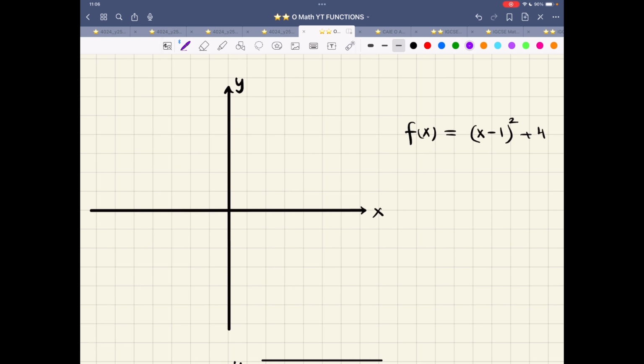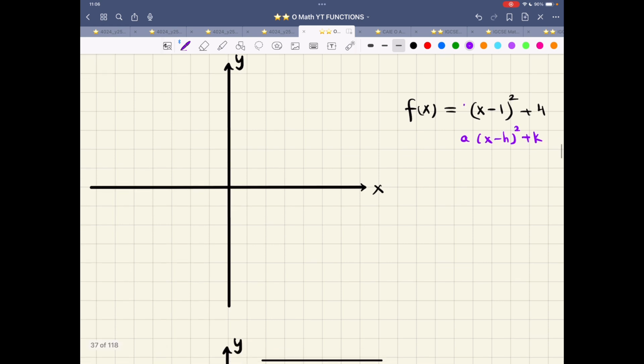So let me go ahead and write underneath it: a(x minus h) whole square plus k. And when there is nothing on the outside of the bracket, there is a 1. So a is 1. It's a positive number. That's how the shape is.